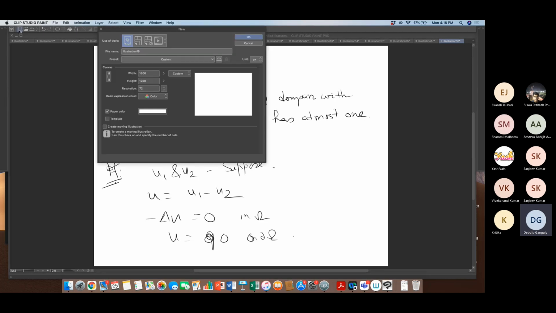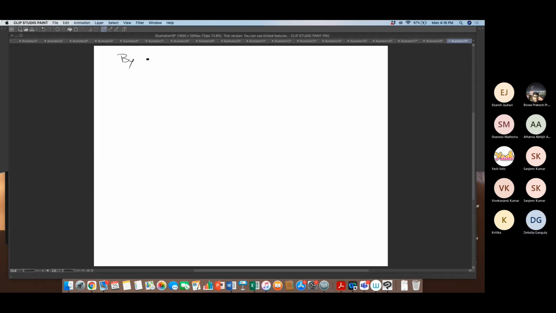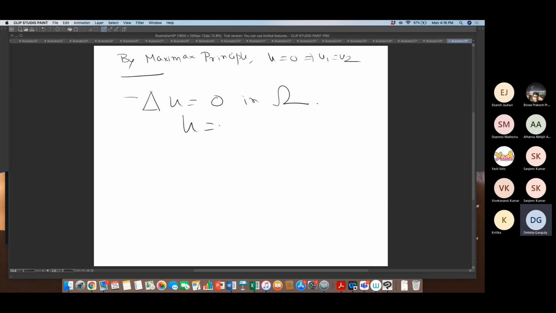I just want to derive, no, by the maximum principle you already know. By maximum principle, I did this already, u equals 0, and this implies u1 equals u2. But let us do it in some other way. So what do we have? Minus Laplacian of u equals 0 in omega and u equals 0 on del omega.